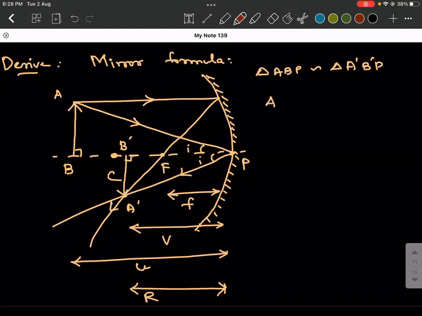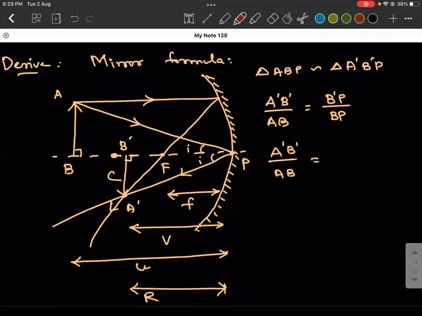So from this I can write A dash B dash divided by AB. When two similar triangles are there, we know that their sides are in the same proportion, right? A dash B dash by AB is equal to B dash B divided by BP. Okay. Let's not disturb A dash B dash divided by AB, which is equal to, what is B dash B?